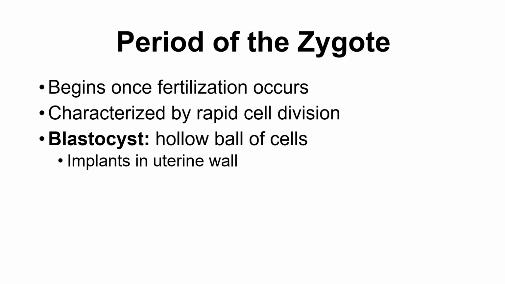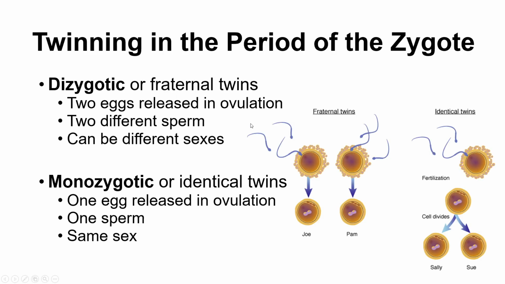So that's our 0 to 2 week mark from our list. Now, during this stage, as we're leading up to that implantation, this is when we would have twinning occur. So you might already know that there are two different kinds of twins. We have dizygotic or fraternal twins and monozygotic or identical twins. Let's start with the identical twins.